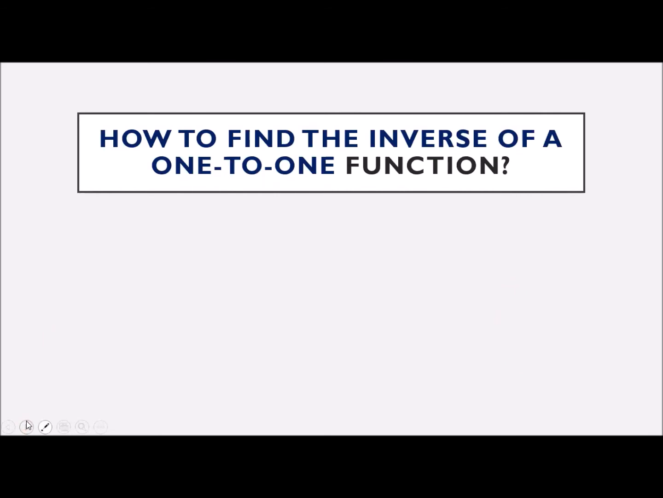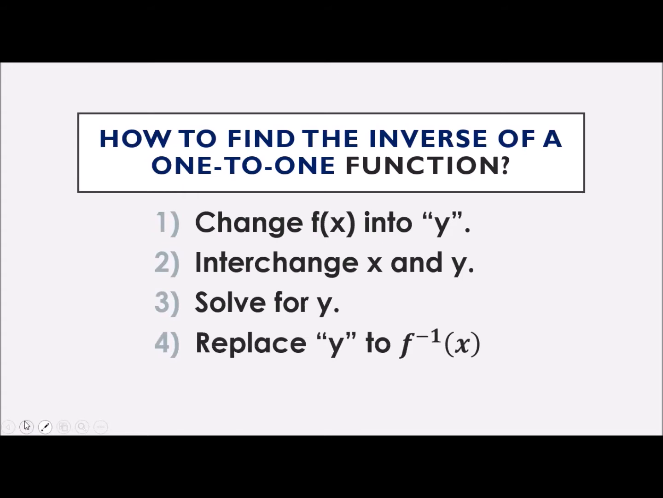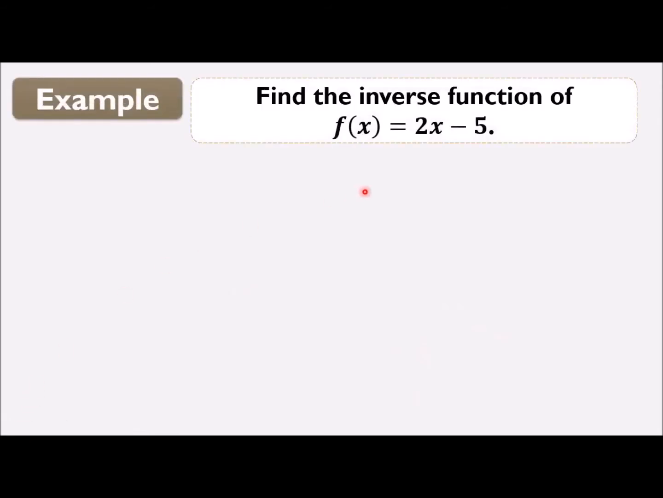Now, how to find the inverse of a function? First one, change f of x into y. Second, interchange x and y. The third one, solve for y. And the fourth one, replace the y with the given symbol of the function, so that is f raised to -1 of x. So let's start solving. Find the inverse function of f of x is equal to 2x minus 5.